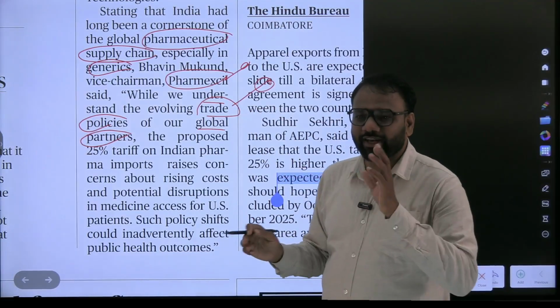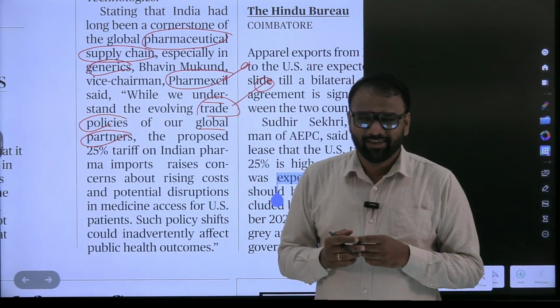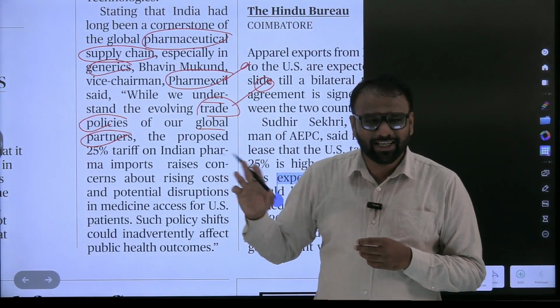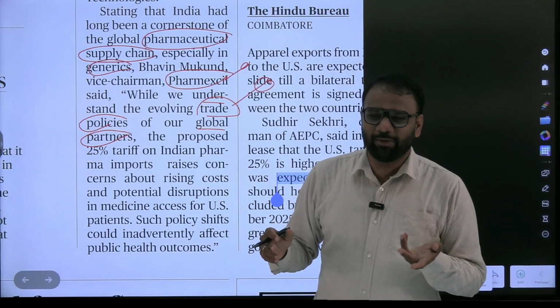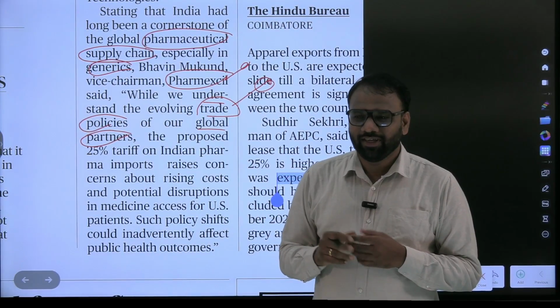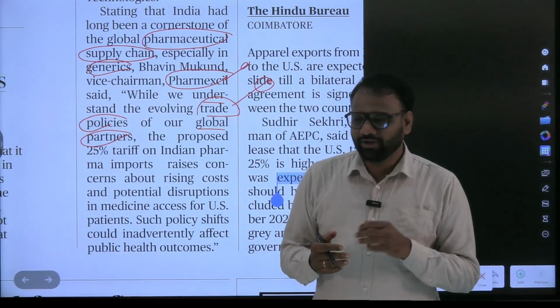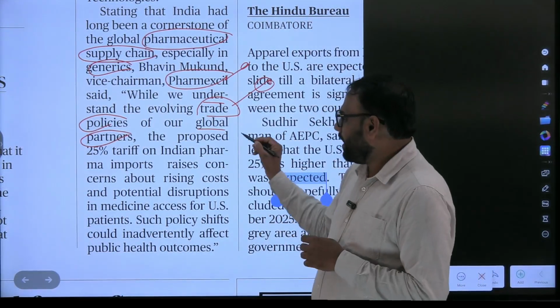Okay, trade partners. So we understand the evolving trade policies. What is an example of a trade policy? Increasing and decreasing of taxes is an example of a trade policy. Now presently we are discussing the trade policy of which country? USA. So in its trade policy, it has increased the tariffs on Indian products. So that's an example of trade policy of our global partners.